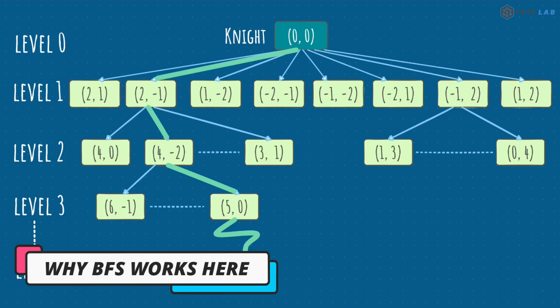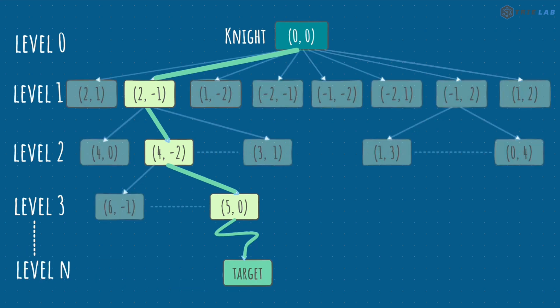Here, the key observation is that the level of the node determines the number of jumps the knight took to reach that particular node. And following this pattern, if we find the target node at level n, it means that it took n jumps to reach this cell.